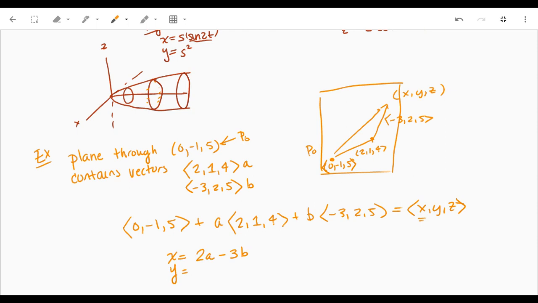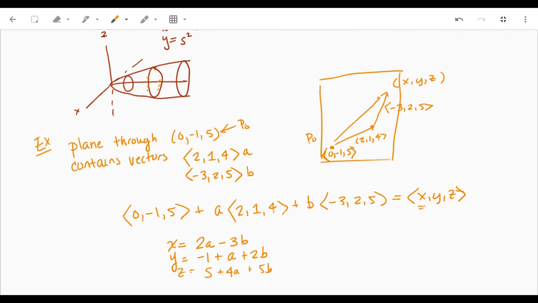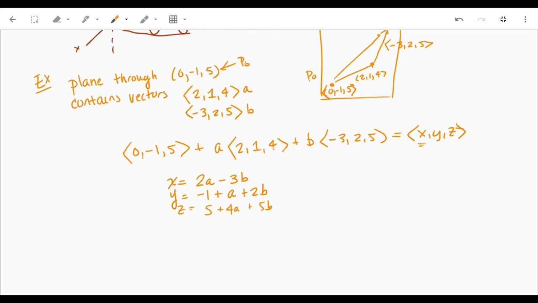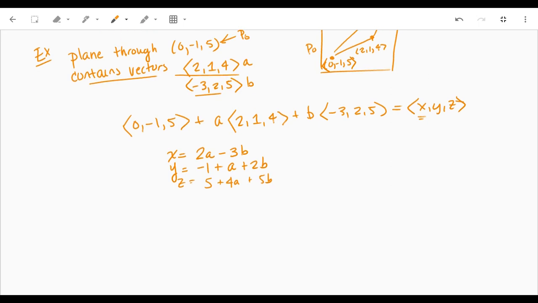Okay, y would equal -1 plus a plus 2b, and z would equal 5 plus 4a plus 5b. Is that straightforward? That's your parametric equations for that plane. If a and b are 0, you're at your point. If a and b are not 0, you're moving in those directions to get to another point, which means, if we're moving in these directions, our plane contains those vectors. Okay, and that's it.